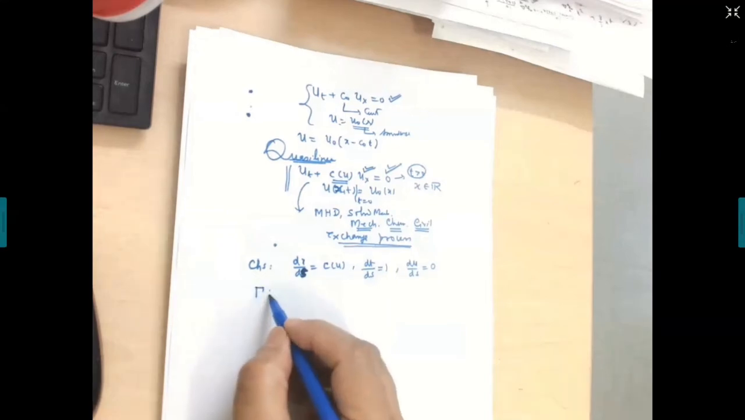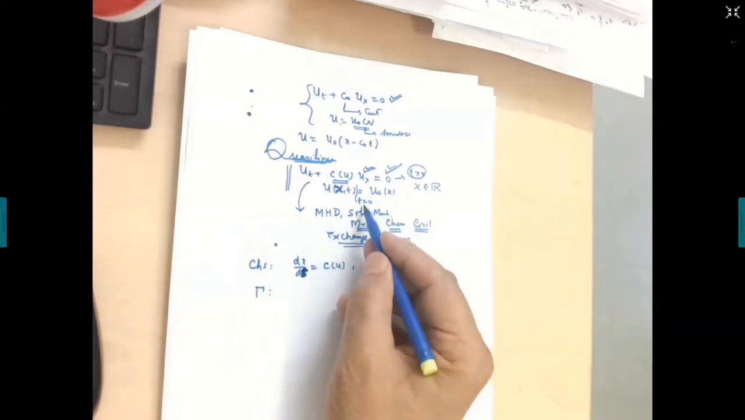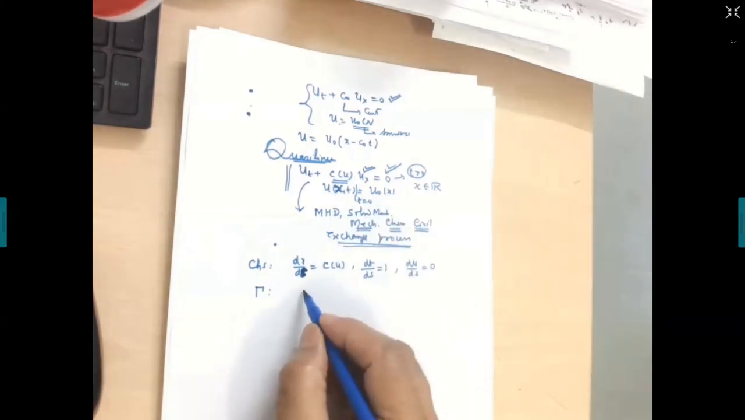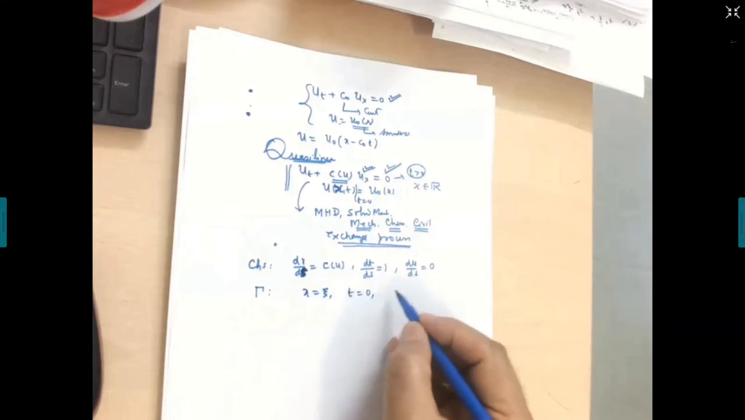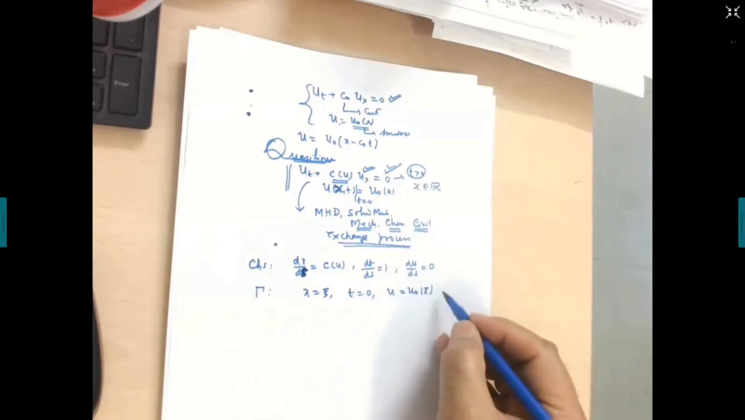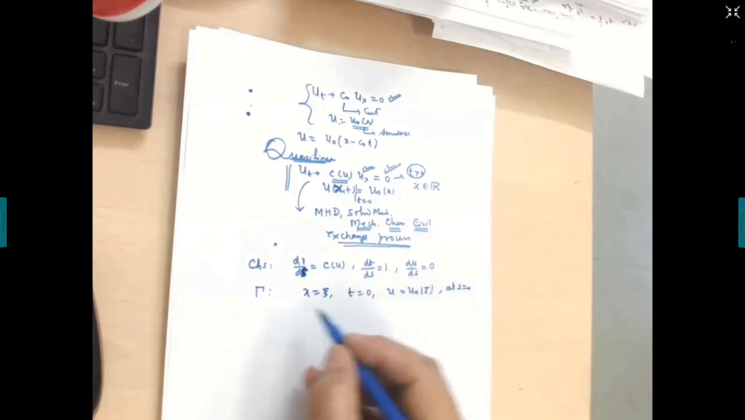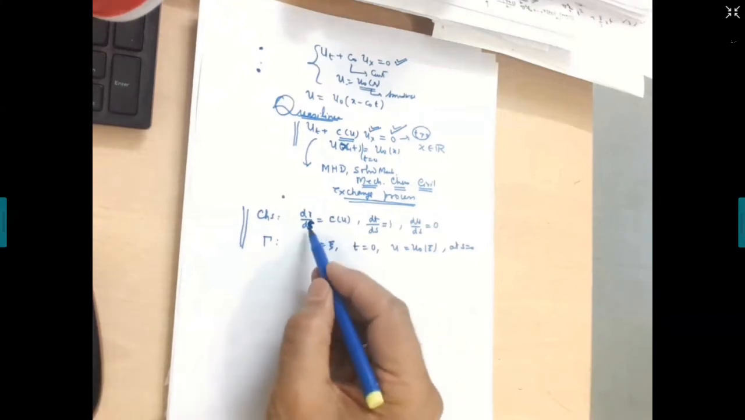So what is the base curve at t equal to 0? At t equal to 0, u is equal to u naught. So x is equal to xi, t is equal to 0, and u is equal to u naught of xi. These are the conditions at s equal to 0. So we have to solve this system. How to solve this system?